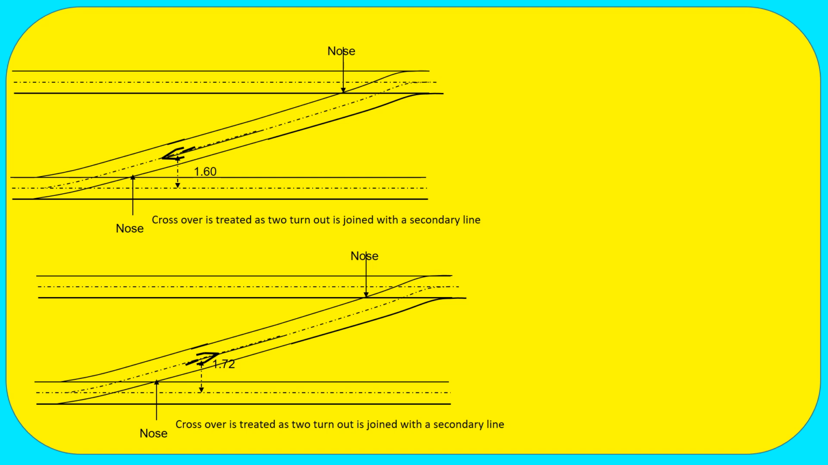And to separate electrically the up and down line, we have provided a section insulator. But a section insulator can be provided one in trailing direction, one in facing direction. So two types of connection we have shown. What is its necessity?